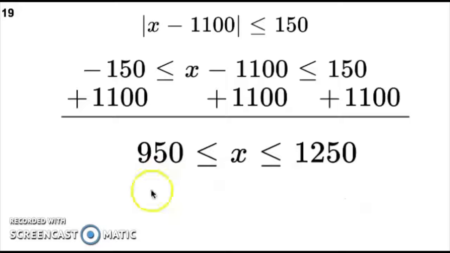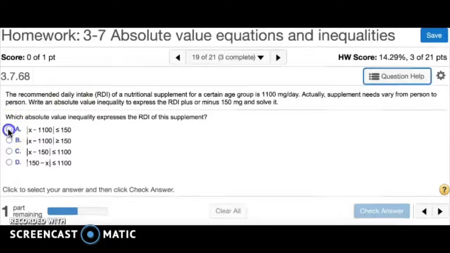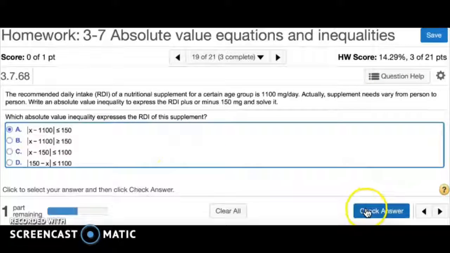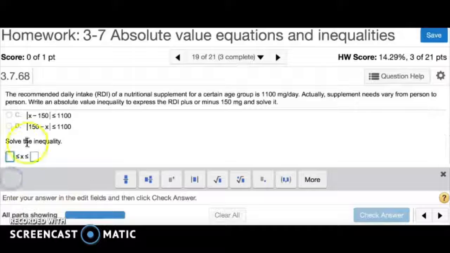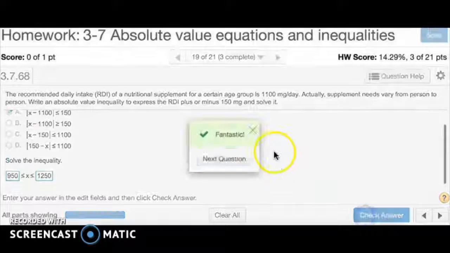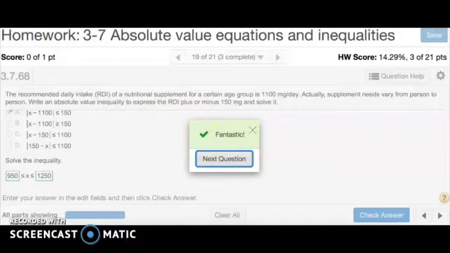So this here is going to be the answer. It's going to be in between. What we actually intake is going to be between 950 and 1,250. So typing it in, I'm going to choose A first. And then I'll put 950 and 1,250. That's the answer for number 19.